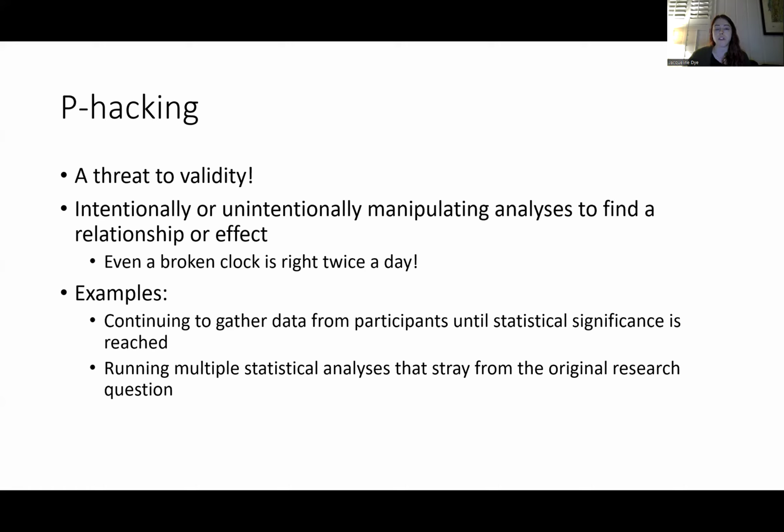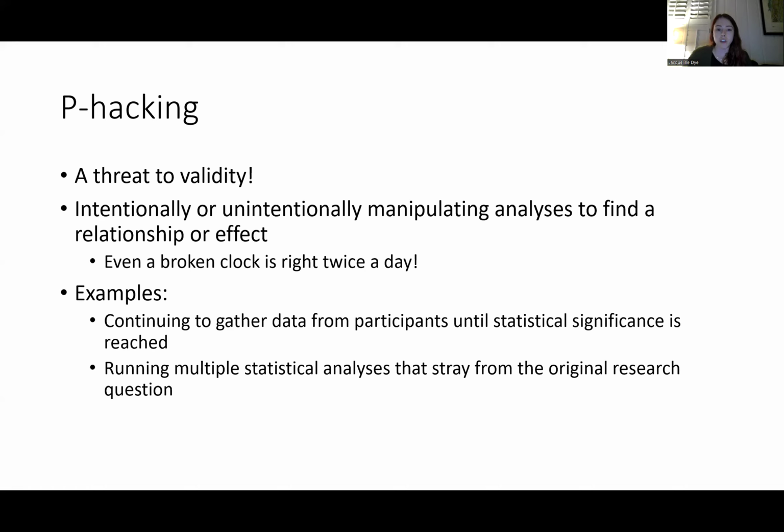And we can think of this in an analogy like even a broken clock is right twice a day, right? If we look hard enough, if we conduct enough analyses, we're going to find something that's there but really isn't meaningful. A relationship that just kind of is by chance.